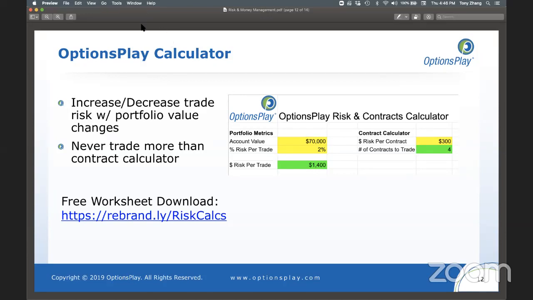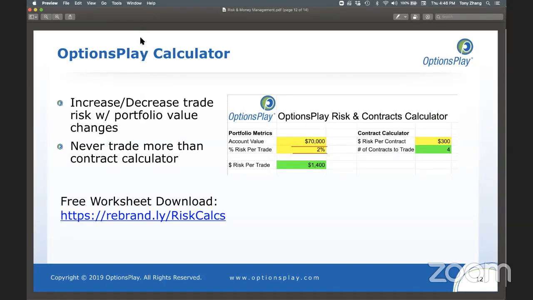What it does is it allows you to input your portfolio value. It allows you to put in how much of your account you're willing to risk per trade, and what it will spit out is the amount that you are allowed to risk on every single trade. And when you're looking at a specific trade, you can input the amount of risk per trade, and what it will spit out is the number of contracts that you can trade. And this is all designed to make your life as easy as possible.